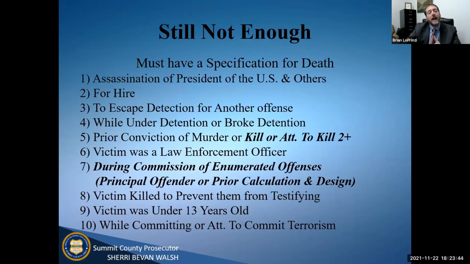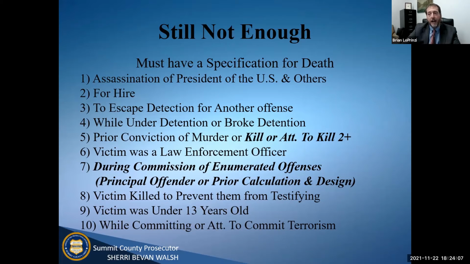So even if you have that type of an offense, we call that aggravated murder, but even then it's still not enough. You have to have what we call a death specification. And so that death specification, there's many of them. These are kind of the highlights. I think I have almost all of them up here, but you have to assassinate the president or somebody of the US, your senator or something like that.